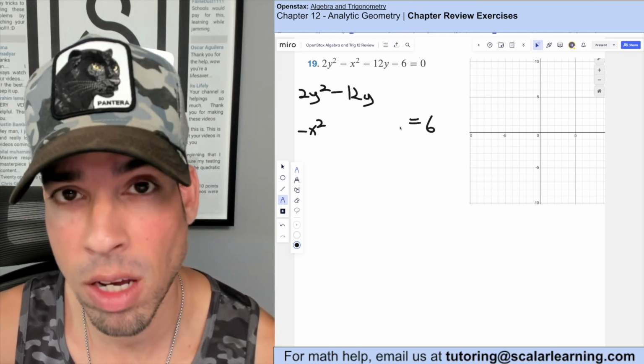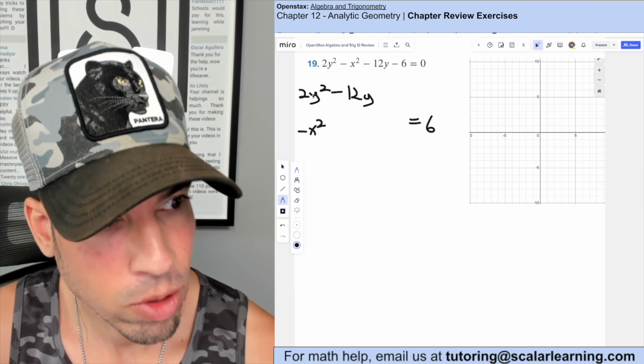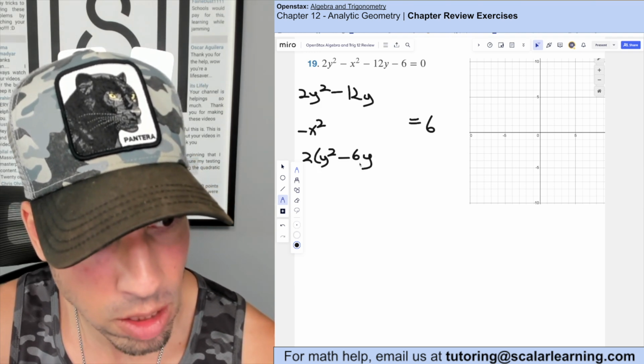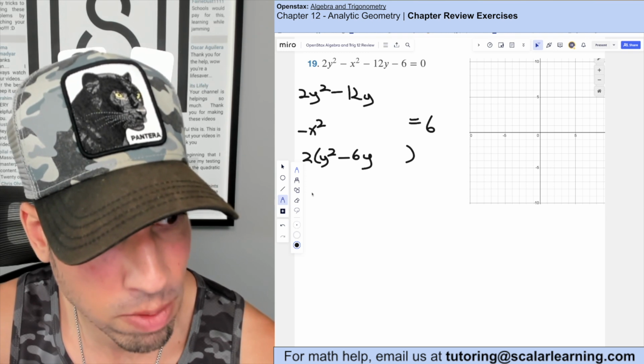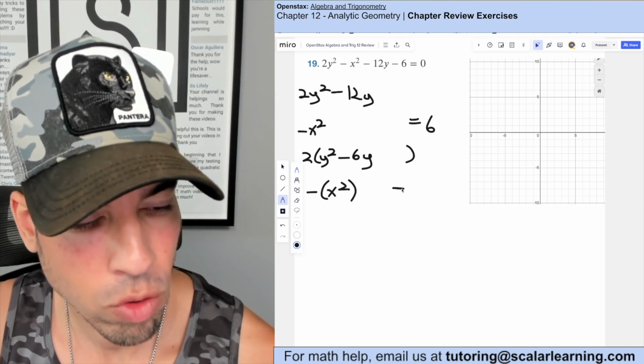I know it's spaced out kind of funny, but I like to do it that way so we can have separation between the terms. Now, for this one, I'm going to factor out that 2. So we got 2y squared minus 6y. We're going to leave a little bit of room. For this one, I'm going to factor out the negative. So we got -x squared. And over here, we're going to have 6.